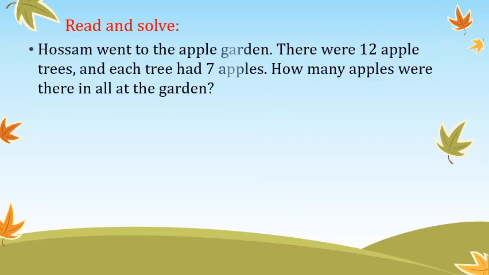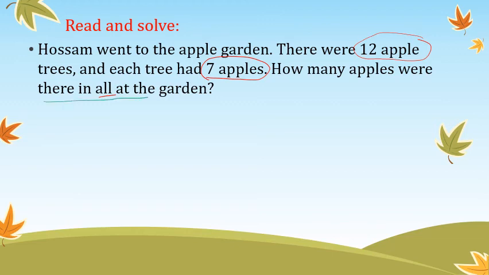Now let's see another example. Now read and solve. We're going to read a word problem, understand it together, and try to solve it. Now let's read. Hussam went to an apple garden. There were 12 apple trees. Let's circle this information that he gave us: 12 apple trees, and each tree has 7 apples. How many apples were there in all the trees? This is the question that he wants me to answer.